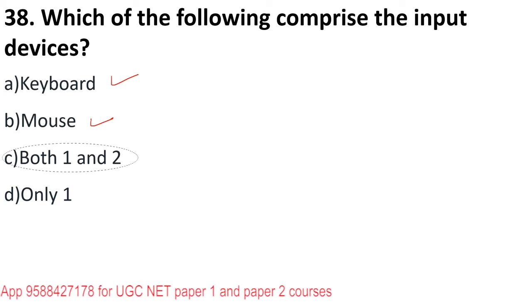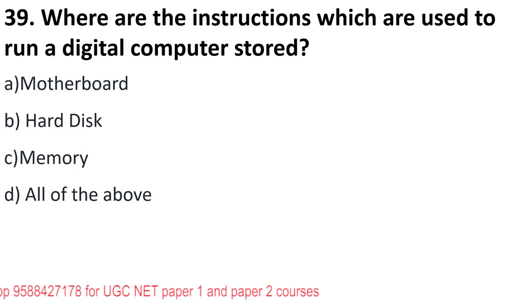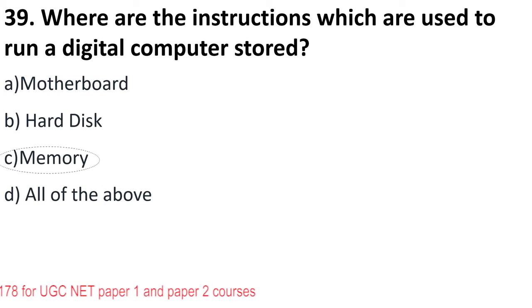That is why C is the answer, both 1 and 2. Where are the instructions which are used to run a digital computer stored? Motherboard, hard disk, memory, or all of the above? The right answer to this question is option C, memory. The digital computer, students, works by counting, comparing, or manipulating various digits, okay? And their combinations and the instructions are stored in the memory. That is why C is the answer.